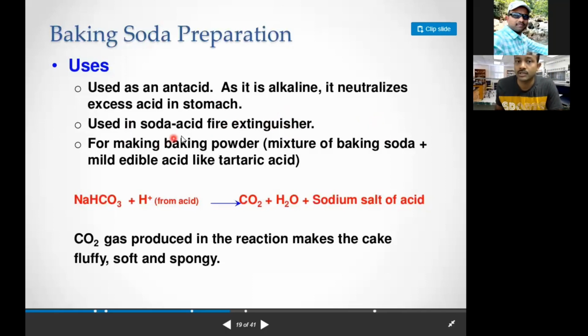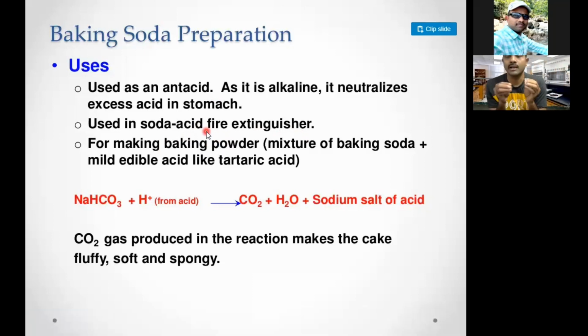And also it is used in soda acid fire extinguishers. Why are we using fire extinguishers? Here CO2 gas is there. CO2 gas is used for the fire extinguisher, right? When you sprinkle sodium bicarbonate on fire, the fire will get extinguished, means the fire will disappear immediately. Why? When you heat sodium bicarbonate, when you add it to the flame, it takes some heat and releases CO2 gas. The CO2 gas will clear all the fire, right? And so it is also used as a fire extinguisher.